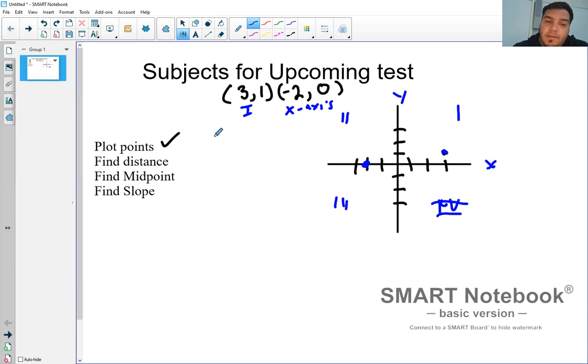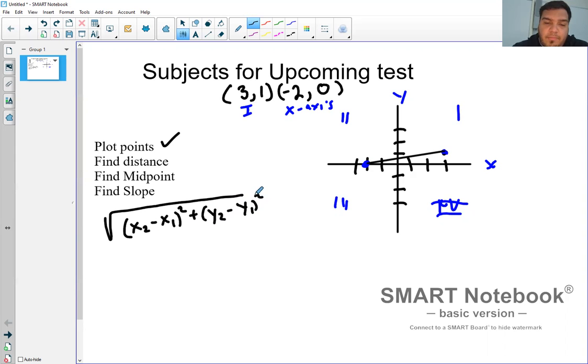All right. Next one, let's do distance. Find the distance. If you remember the conversation we had in class, I said it's the same as the Pythagorean theorem. So you have 2 ways you could do it. You could use the equation, which is this, the square root of (x2 minus x1) squared plus (y2 minus y1) squared. And that's going to give you your distance.